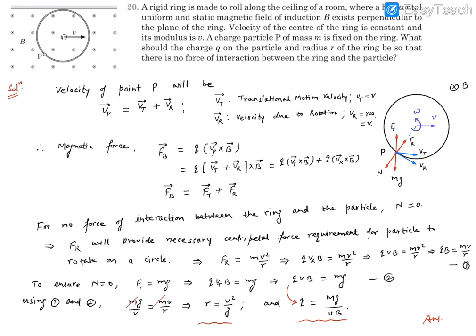So small m is getting cancelled out, and from here r is going to be equal to v square by g. So the radius of the ring is required to be v square by g, and the charge is going to be mg upon vB. If this is the condition, then we'll find the normal reaction can be ensured to be 0. That's what the question demands, hence these are the correct answers.